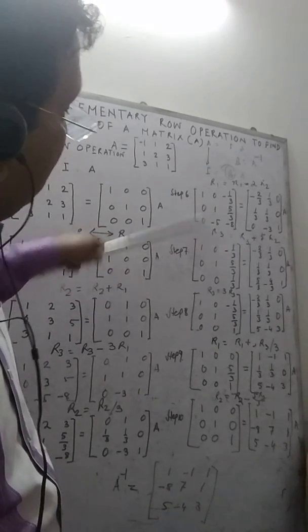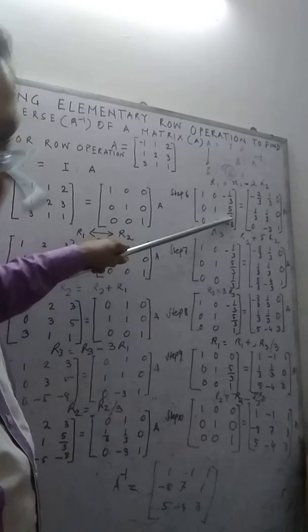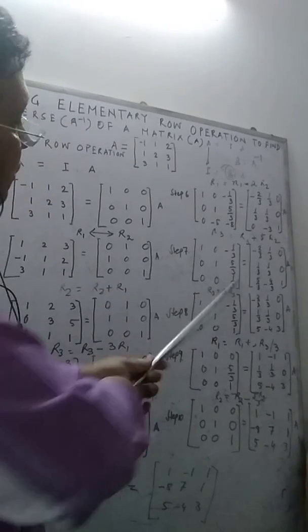So 5 into 0, 0. So it is 0. This is also unchanged. This is 25 by 3. So minus 8 plus 25 by 3, I got 1 by 3. This is 1 by 3.